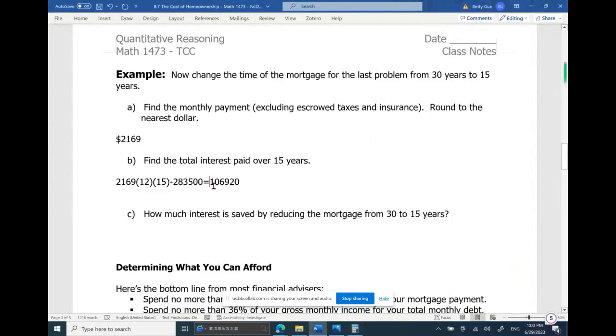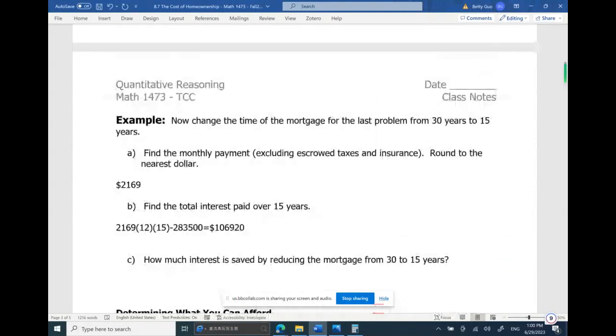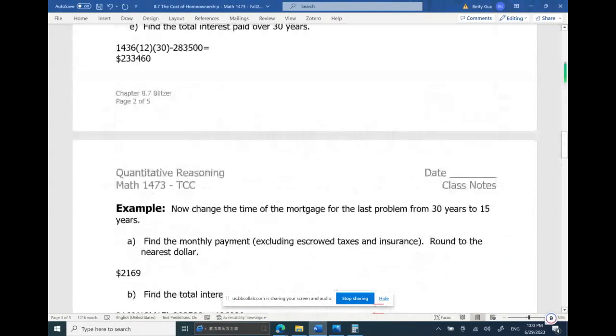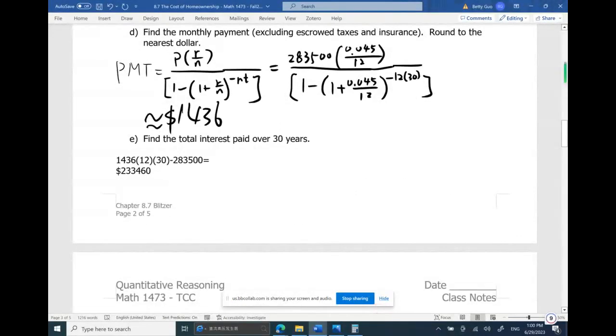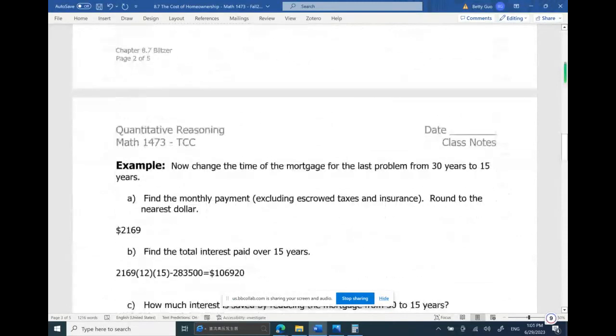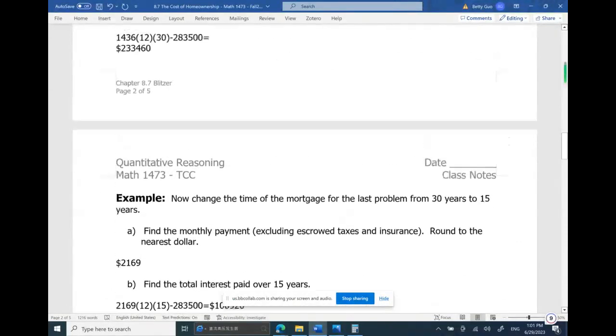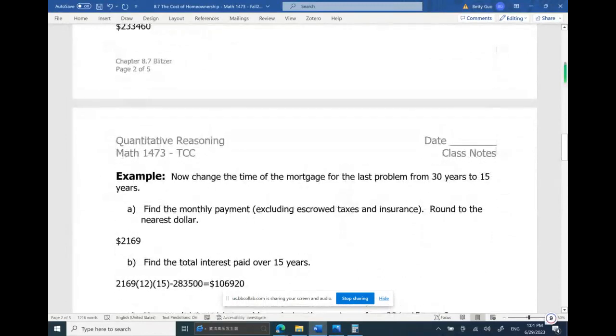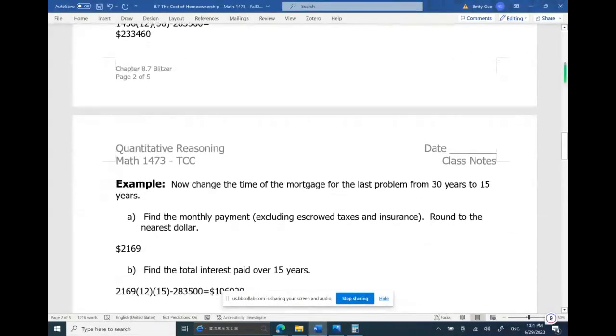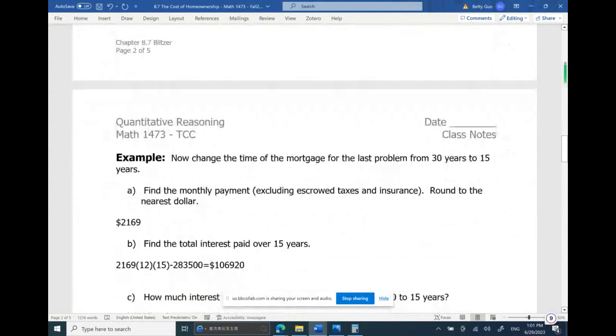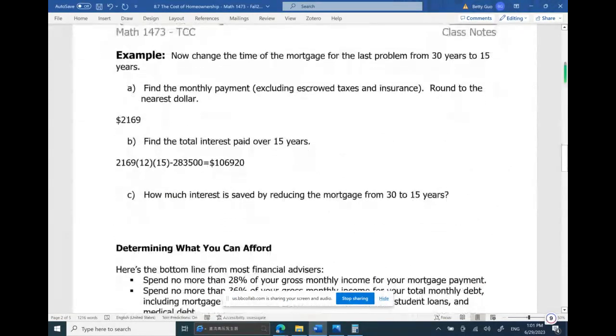Yep. Compare that interest with the interest from the previous one. That is 233 grand. And this is only shy of half of it. A lot less, right?